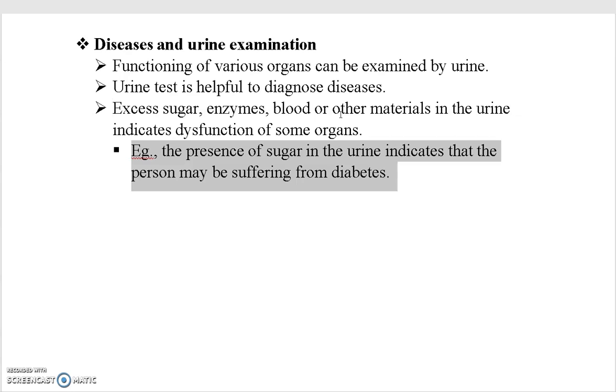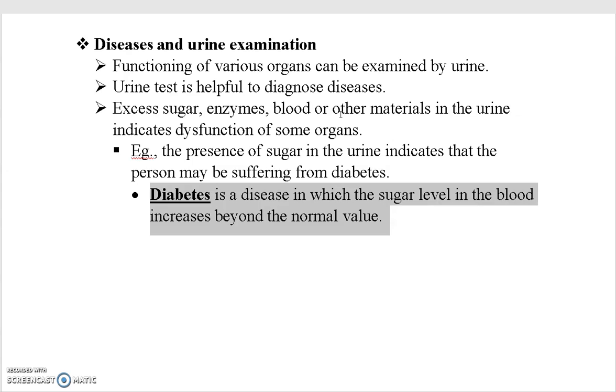For example, if the doctor is finding the presence of sugar in the urine, the presence of sugar in the urine indicates that the person may be suffering from diabetes. All right. And diabetes is a disease in which the sugar level in the blood increases beyond the normal value.